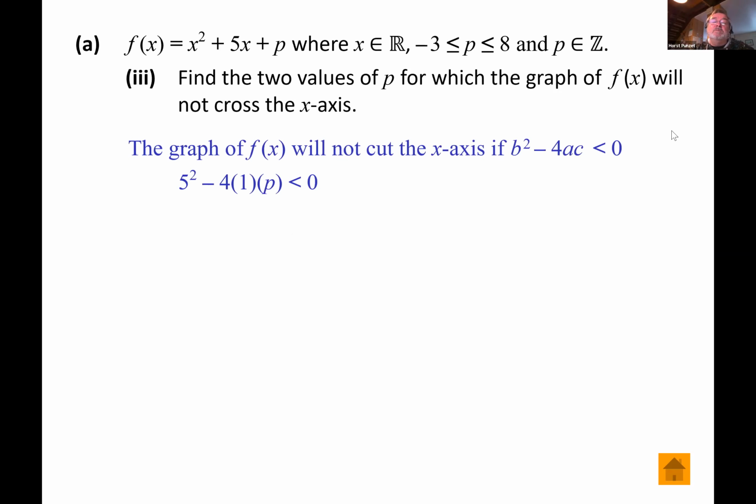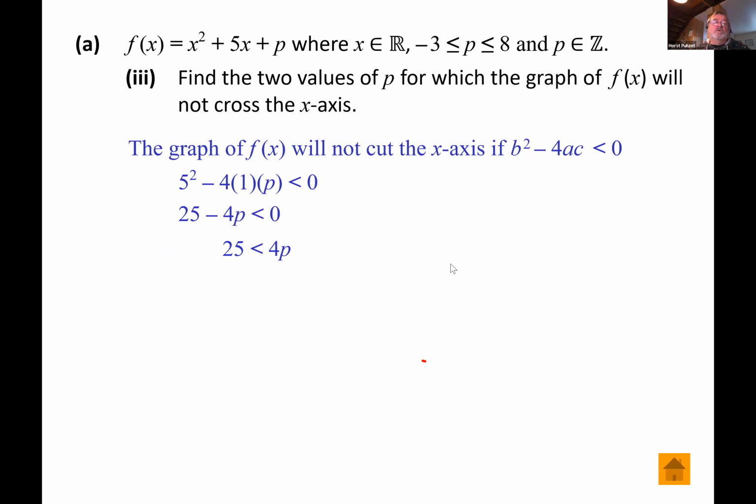So if we substitute in what we know, we've got our p-value there. So we're going to substitute that in. I can't. Sometimes these things get in the way.